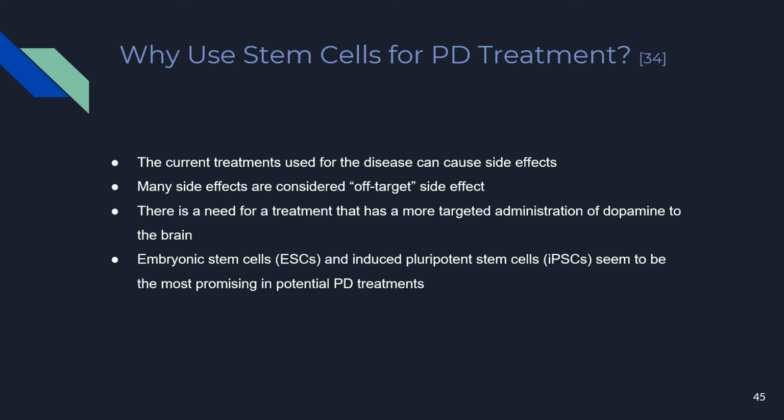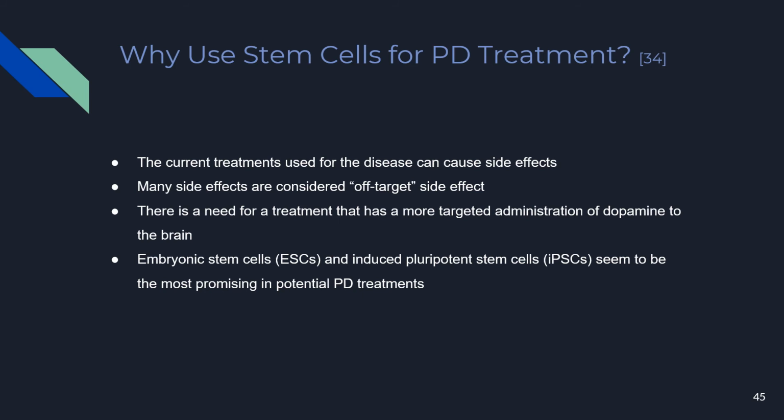Current treatments for Parkinson's can take a big toll on a patient because of their varying side effects. Many side effects associated with these treatments are considered off-target side effects, meaning they are the result of dopamine being administered and taking action in areas of the brain that is not needed, nor is it usually found. These side effects include hallucinations and cognitive impairments. Therefore, there needs to be a treatment for this disease that has a more targeted administration of dopamine to the brain, which is what stem cell therapy would offer.